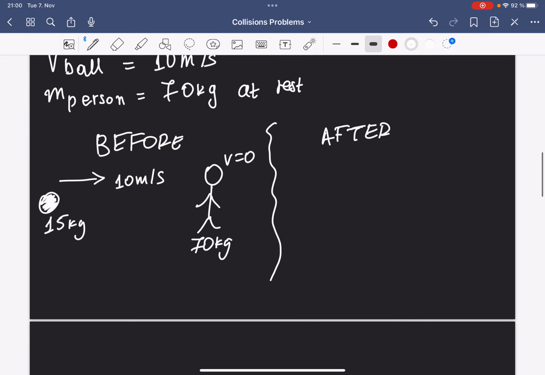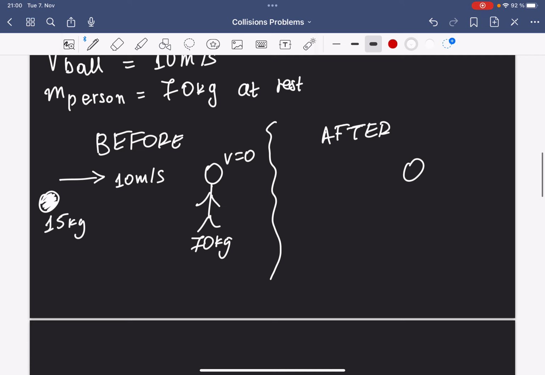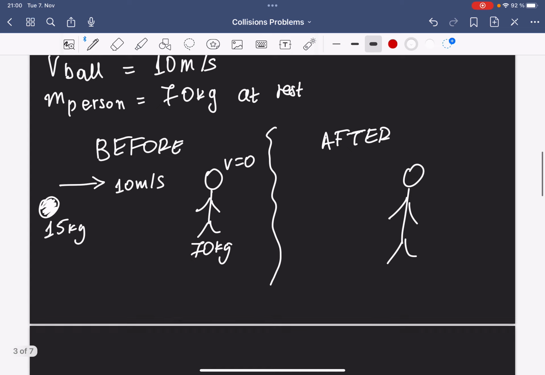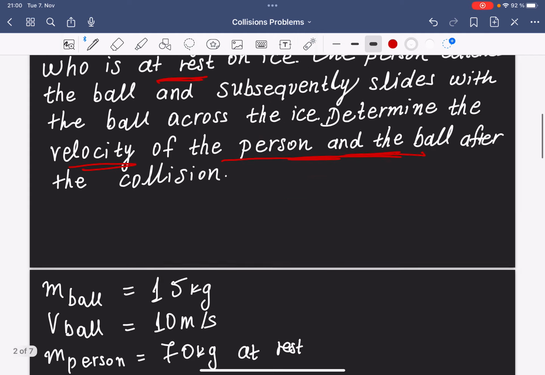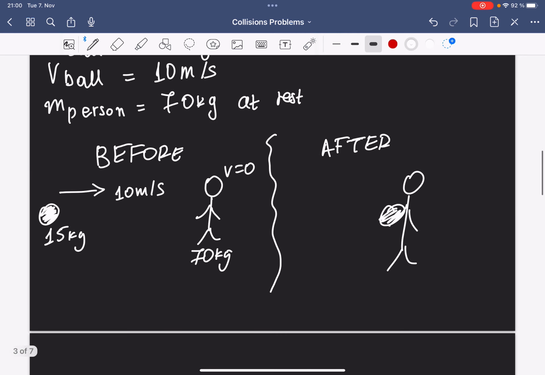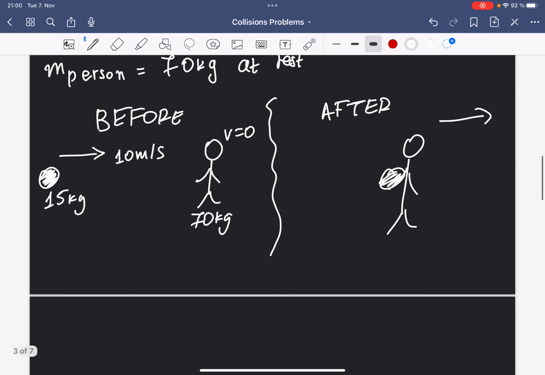And after, we have what? We have the person who was hit by the ball. Yes, so the person catches the ball and subsequently slides. So the person and the ball will be moving in this direction.